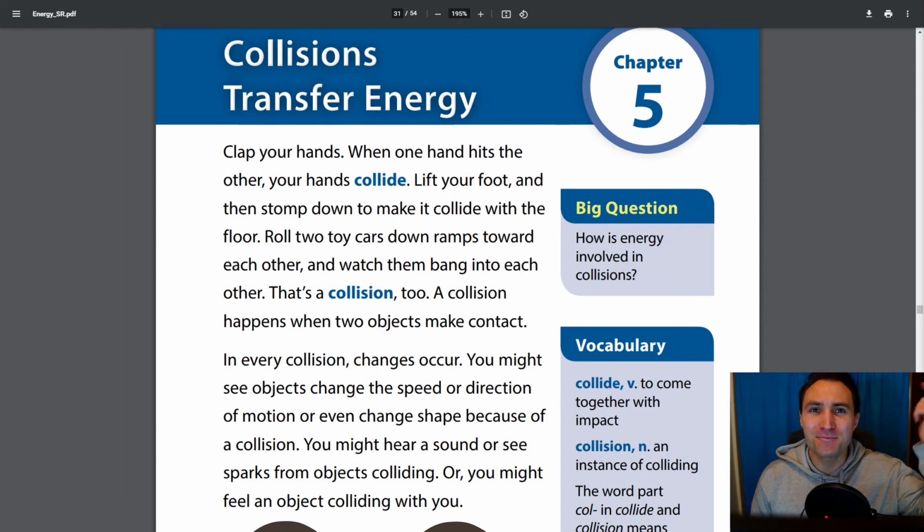Hey class, welcome back to our science class and welcome back to our energy transfer and transformation book. Today we are getting into chapter 5. If you haven't watched chapters 1 through 4, please go back and watch those because those will build up and help you better understand what is going on in chapter 5.